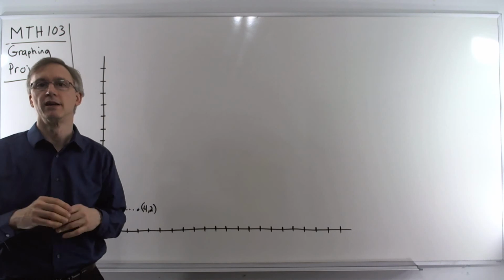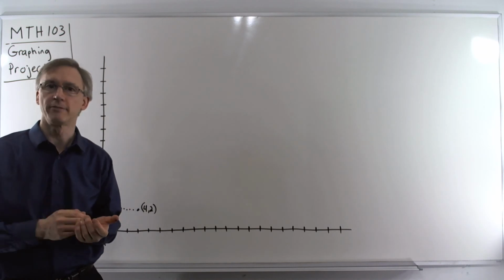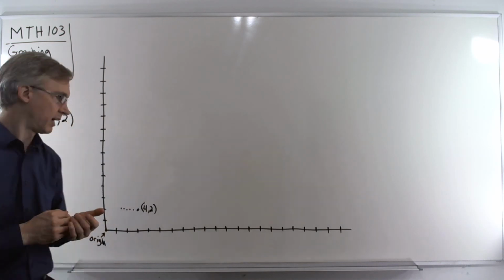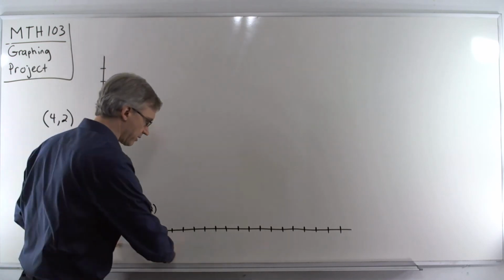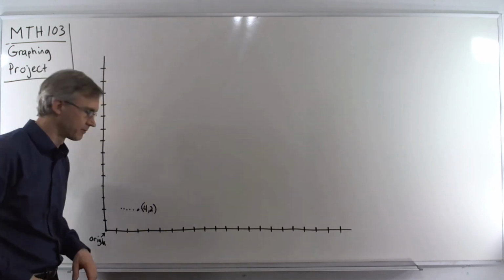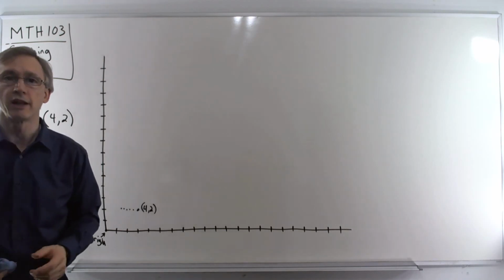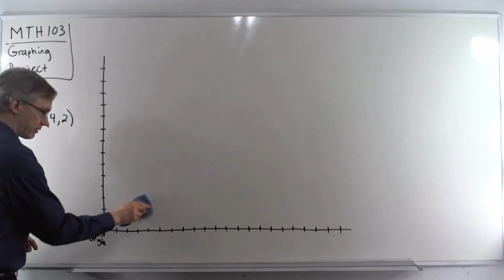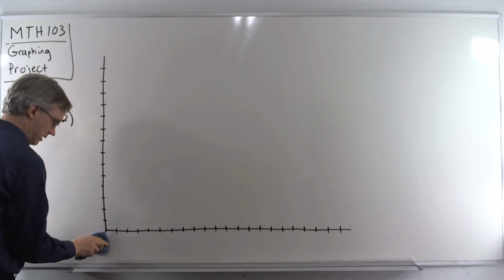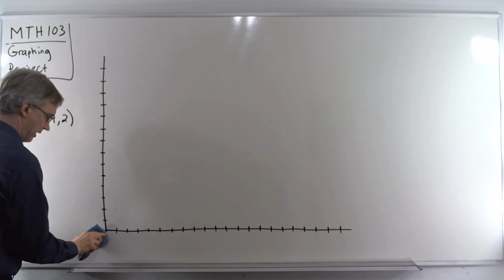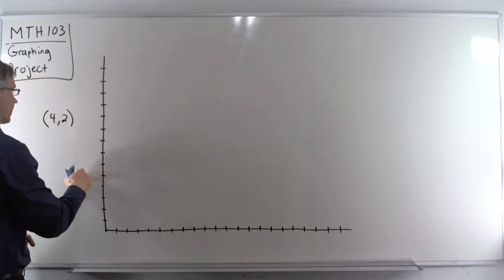So that means the amount of fertilizer is the independent variable, and that is going to be graphed on the horizontal axis. The height of the plant is the dependent variable, and that will be graphed on the vertical axis.